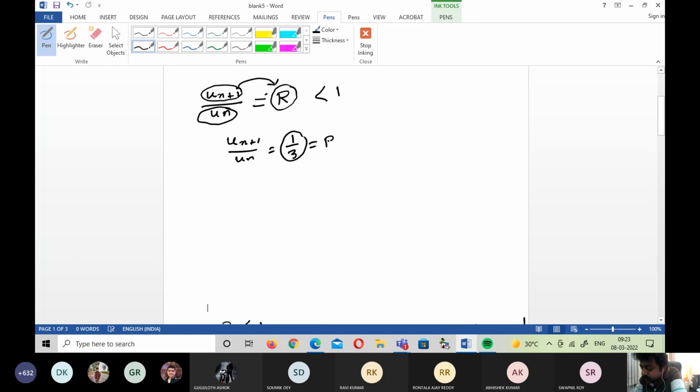Now the value of r is 1/3. You just consider that in a particular case, u n plus 1 by u n is 1/3, and that is the value of r. You just consider a higher value than 1/3. This is half. Then half is greater than 1/3. Now you can easily write that u n plus 1 by u n is less than half. Can it be written?